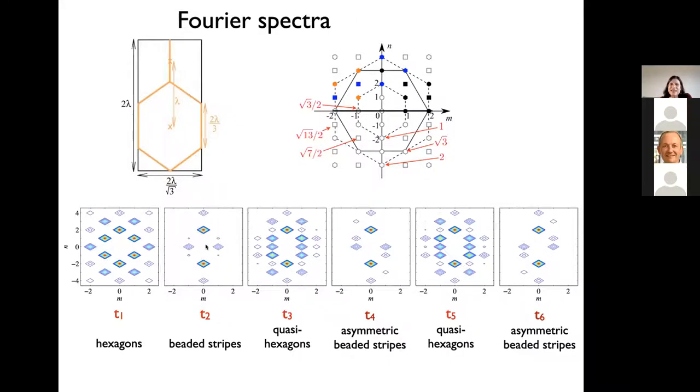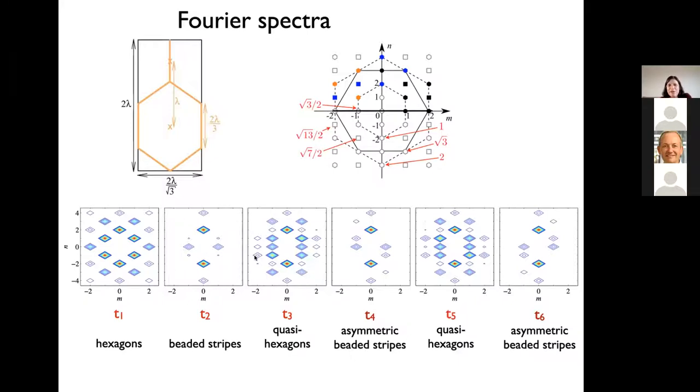this and this. This is e to the iky and e to the minus iky. So this is sinusoidal in y. And then you have this little thing, and that corresponds to the beads. It's a weaker structure than the stripes. Then later we have the quasi-hexagons.